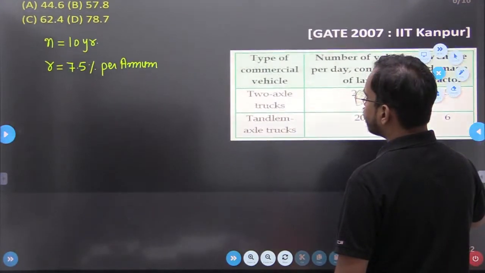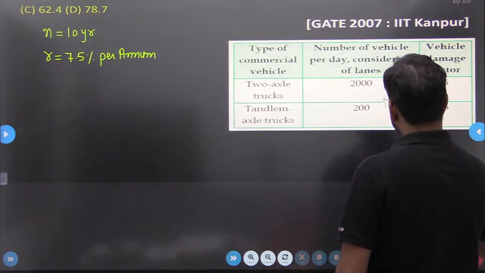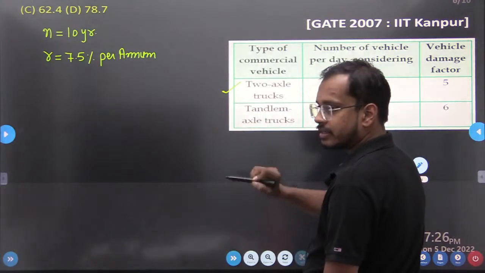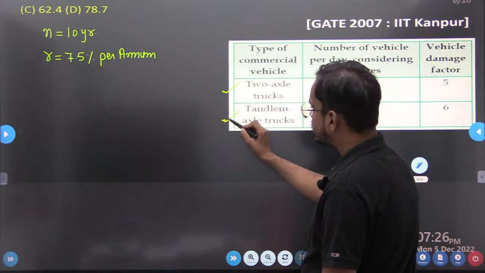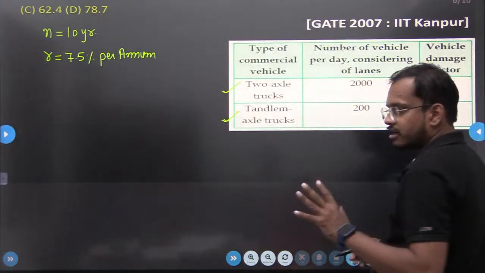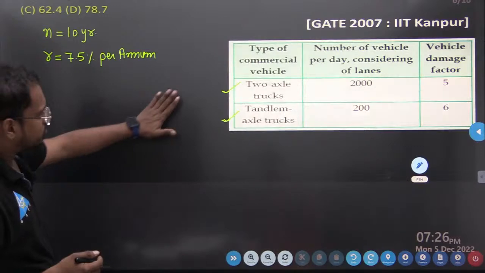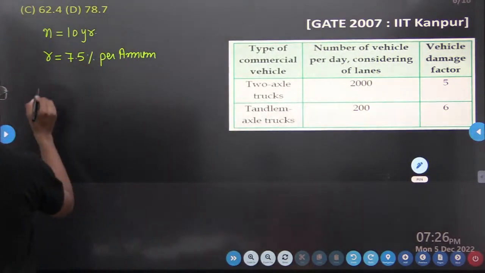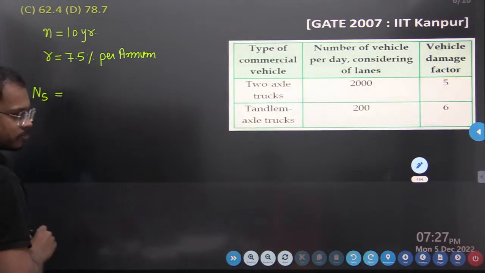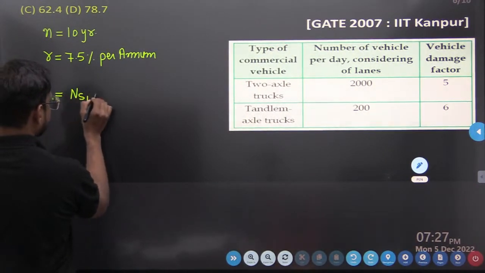Firstly, I calculate the cumulative number of million standard axle in terms of 2 axle truck, then I calculate the cumulative number of standard axle in terms of million tandem axle, and after that, addition of these two. Now see, if I am interested to calculate the total number of standard axle in terms of million standard axle, then NS is equal to NS1 plus NS2.